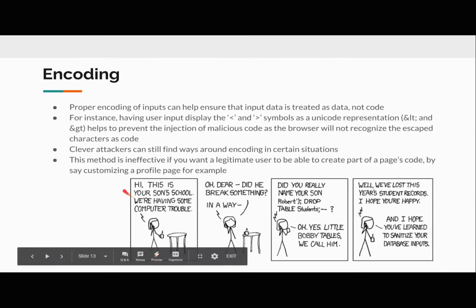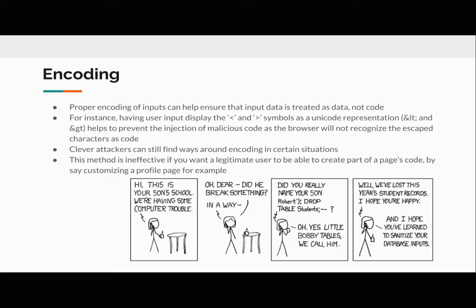So means of defense. The first one is encoding. Basically, one way we can avoid cross-site scripting attacks is via proper encoding.